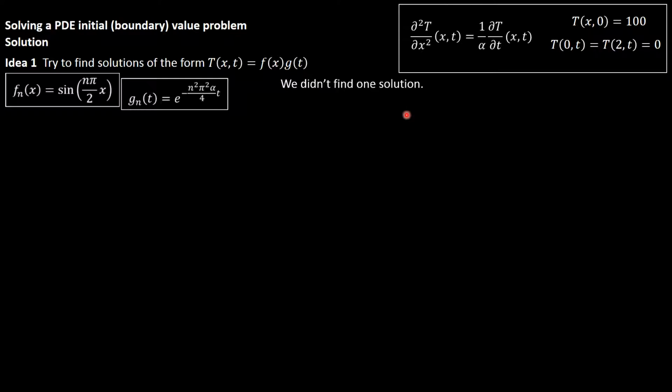So no, we did not find one solution. We found an infinite series of them. So for example, f1 of x is sine of pi over 2 x, f5 of x is sine of 5 pi over 2 x. These all work. So why in the world would we be interested in finding infinitely many solutions?